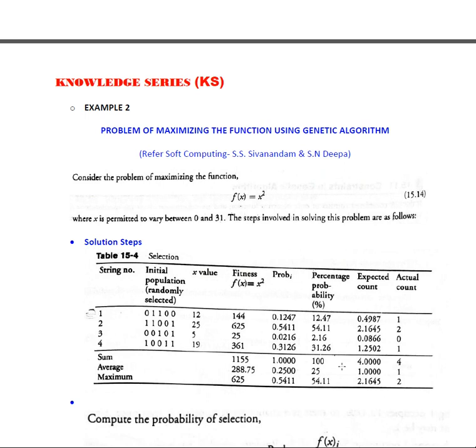Now we go to the next one, the expected count. How do we find it? This 144 divided by this average is nothing but this value. Similarly, we follow the same for the remaining ones, and we get these. After that, 625 by 288.75, 225 by 288.75, 361 by 288.75, like that we get these values.